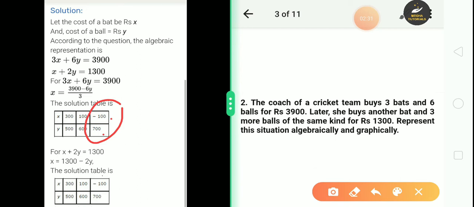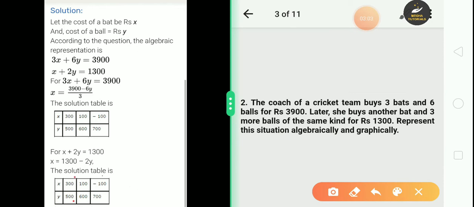Okay. Now consider equation 2, x plus 2y is equal to 1300. So we can write using transposition, x is equal to 1300 minus 2y. Okay, so let's assume the values. So we are assuming first y is equal to 500. So 2 into 500 is 1000. So 1300 minus 1000 is 300. So we are getting x as 300.